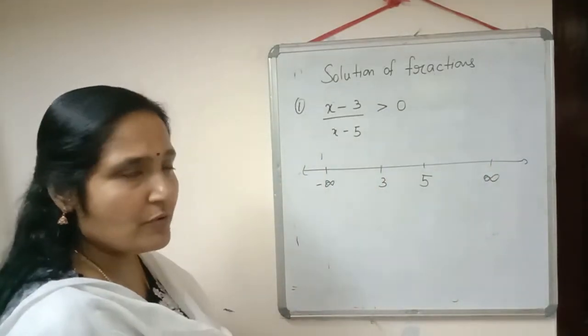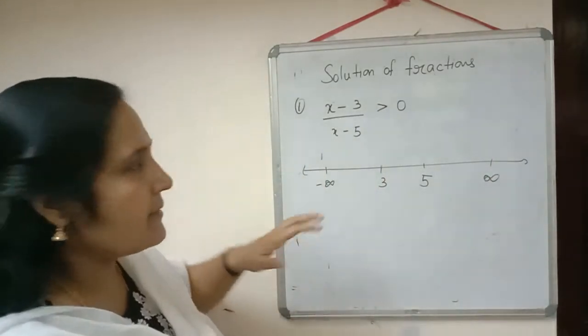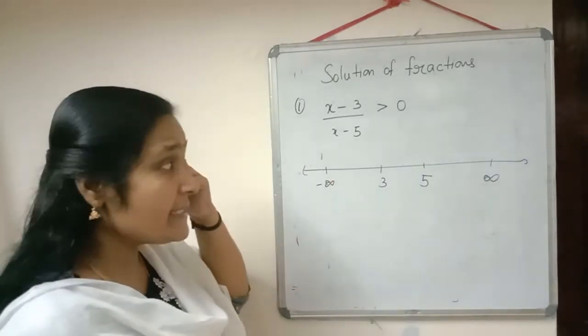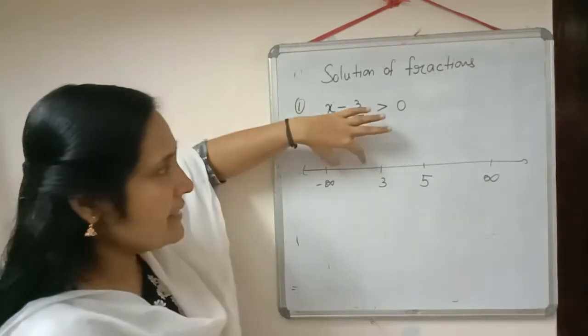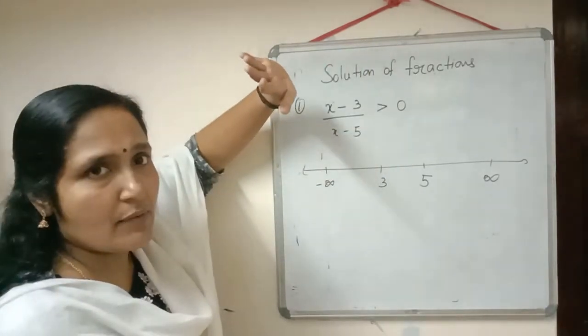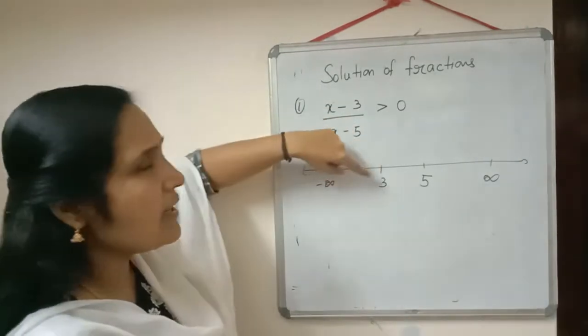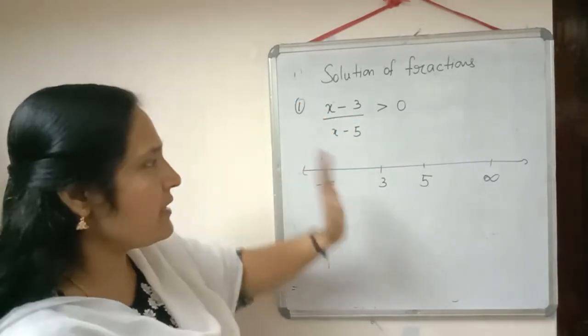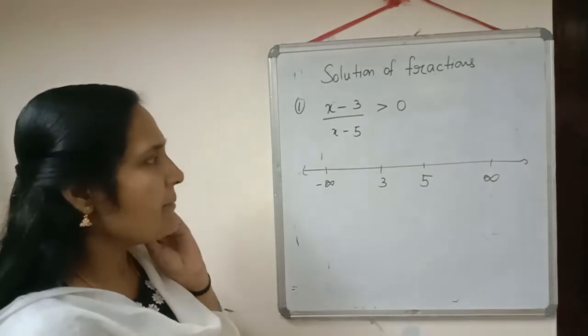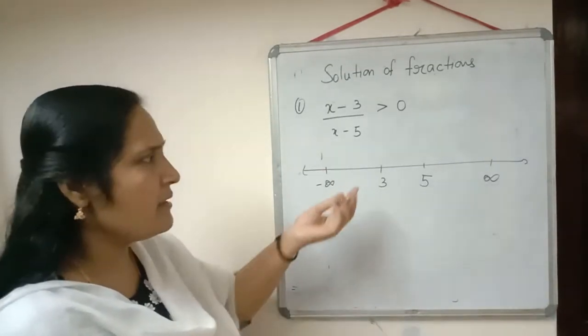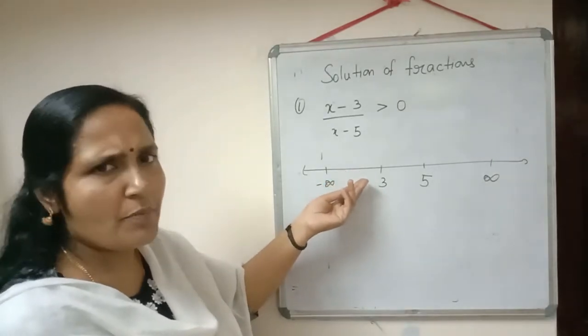Now what we have to do? You have to take a number between 3 and minus infinity, just to check whether any number in this region will satisfy this inequality or not. If any one number is satisfying, the whole region will satisfy. So any number you can take between 3 and minus infinity. Shall we take 2? No problem there?